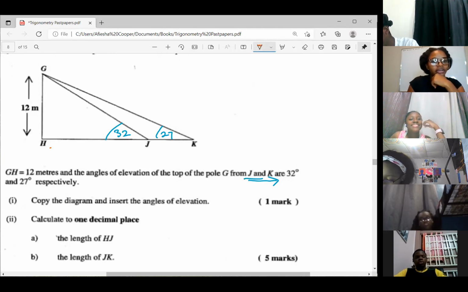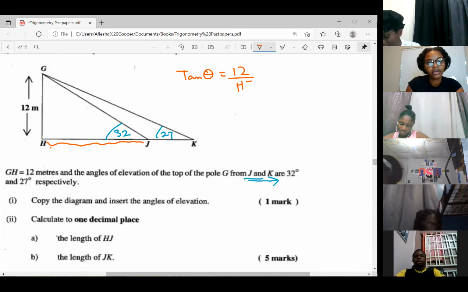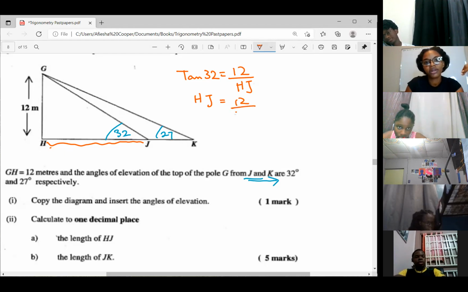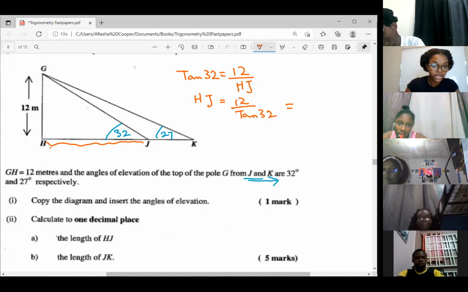All right, where's HJ? Here, right? So this is trigs. What are we using? Tan theta is equal to 12 over HJ. So tan 32, which will be HJ over 12. HJ is equal to 12 over tan 32, giving us how much? 19.2 meters. Is that correct?